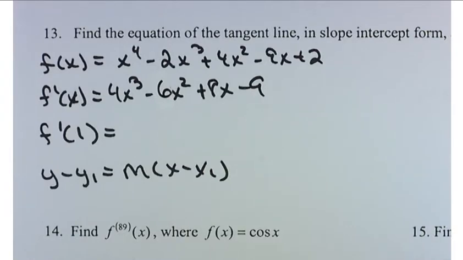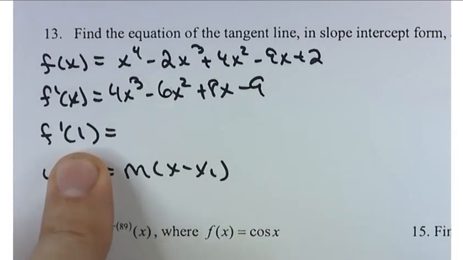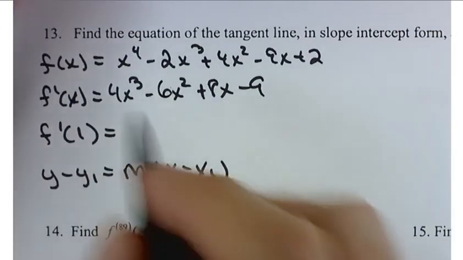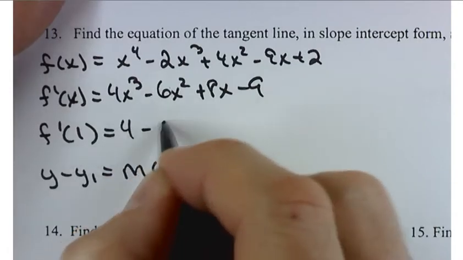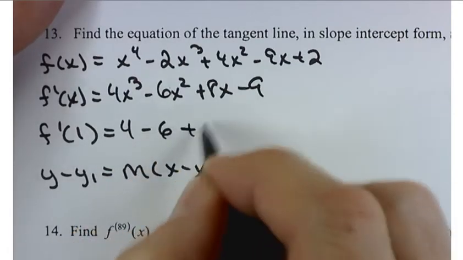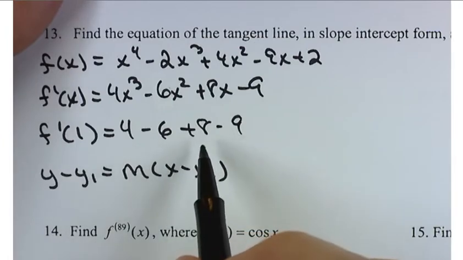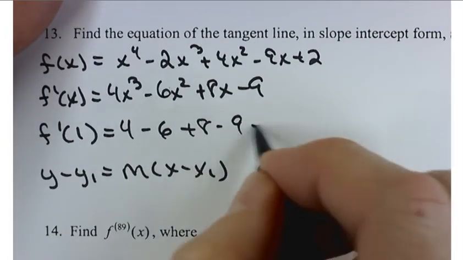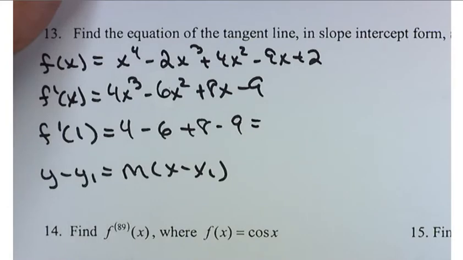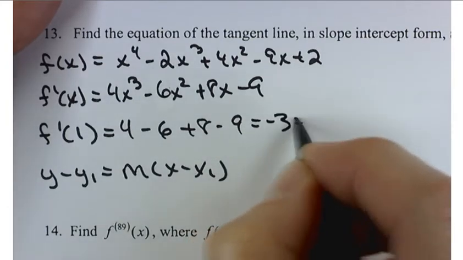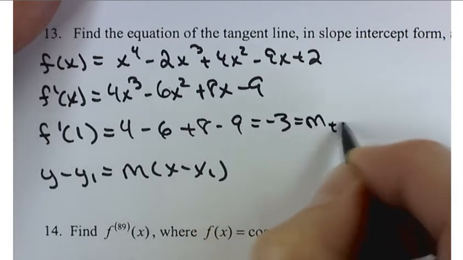Now I want to find the slope of the tangent line. So that means putting in 1 into the derivative. So if I put in a 1, I'll get 4 minus 6 plus 8 minus 9, so negative 2 plus 8 is 6, minus 9, negative 3. All right. So that's the slope of the tangent line.